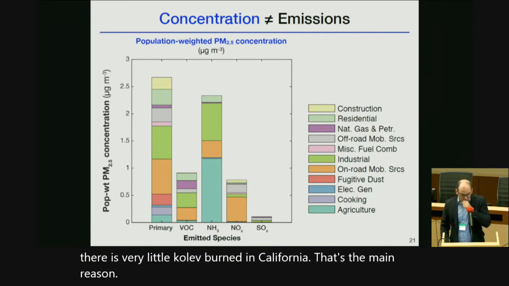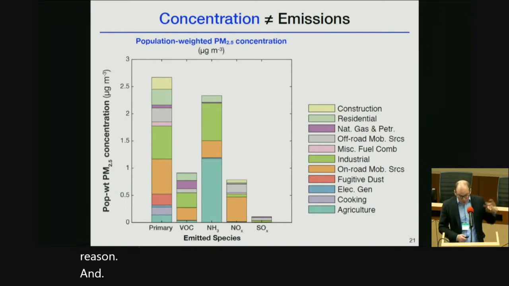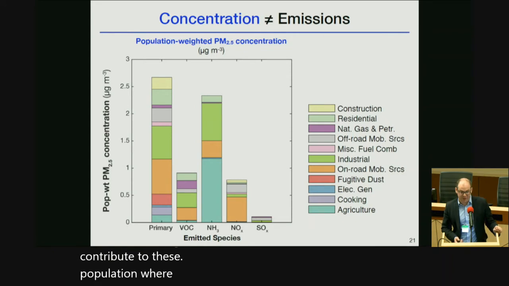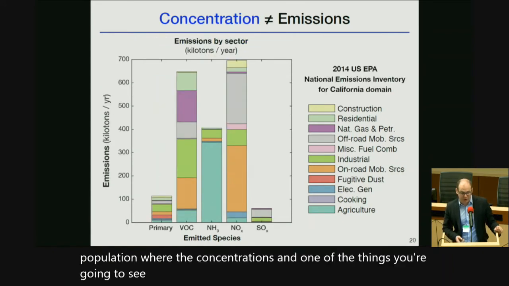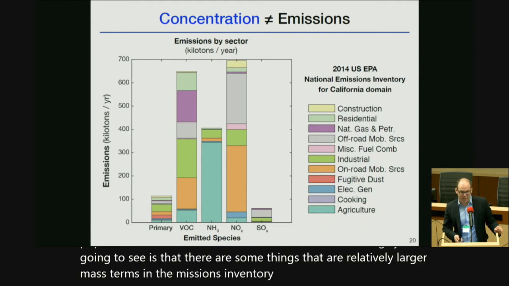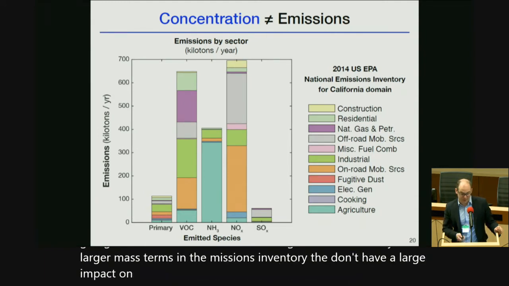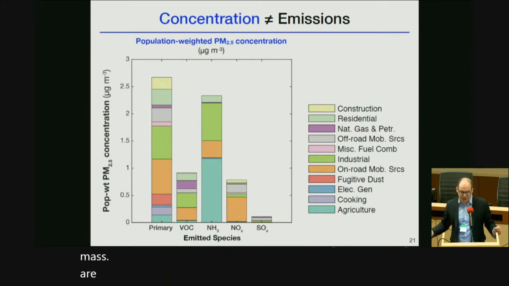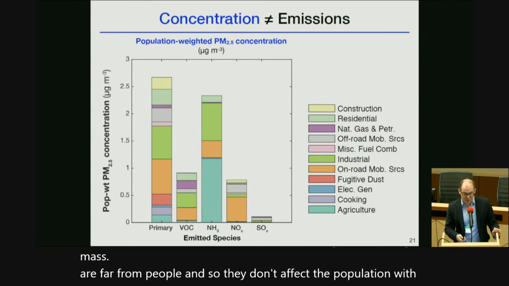That's the main reason. And then we can also get a sense of the different sectors that contribute to these population-weighted concentrations. And one of the things you're going to see is that there are some things that are relatively large mass terms in the emissions inventory that don't have as large an impact on the population-weighted concentration. So if you study this figure for a second, some things that are large in mass are far from people, and so they don't affect the population-weighted concentration so much. We'll see that much more in a moment.